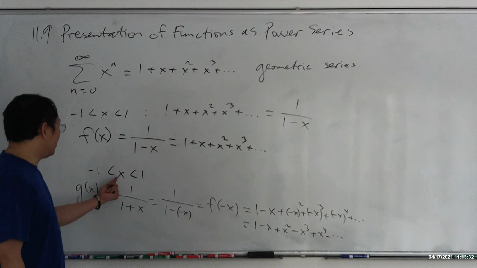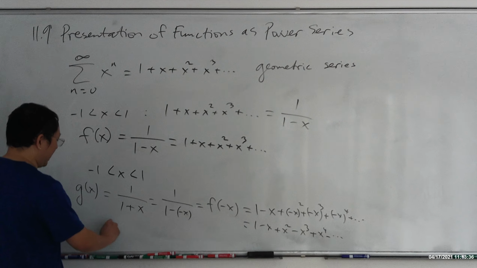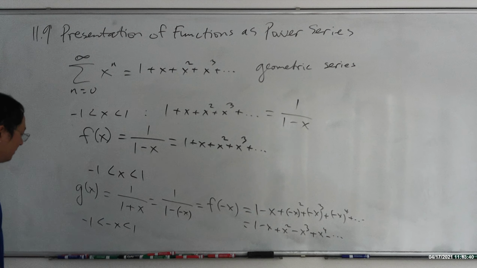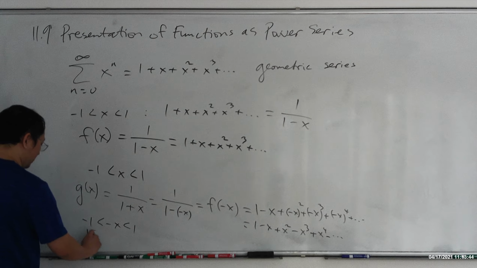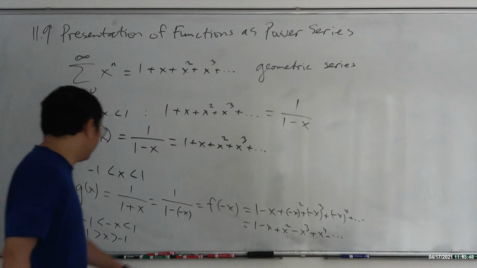And for this one, x is between -1 and 1. For this one right here, negative x is going to be in between -1 and 1. And actually you have the same. Multiply both sides by -1. You have 1 is greater than x, greater than -1. And the same interval of convergence.